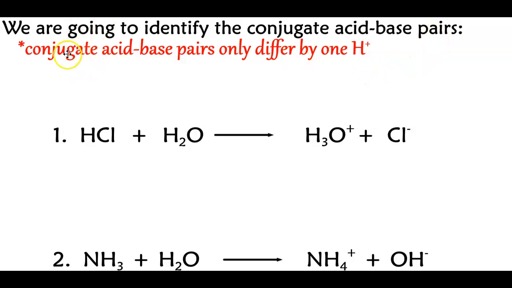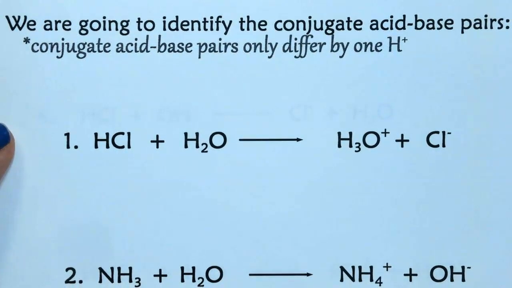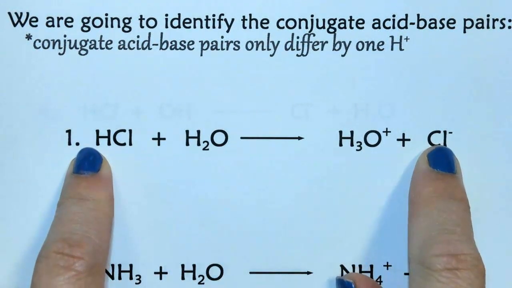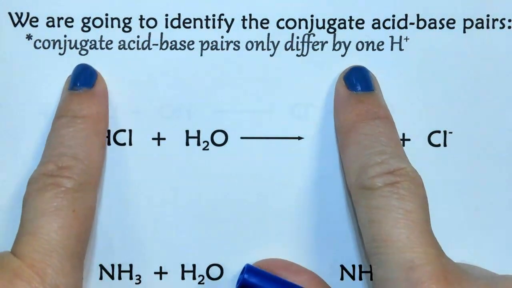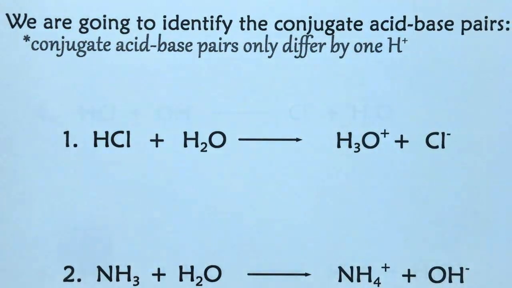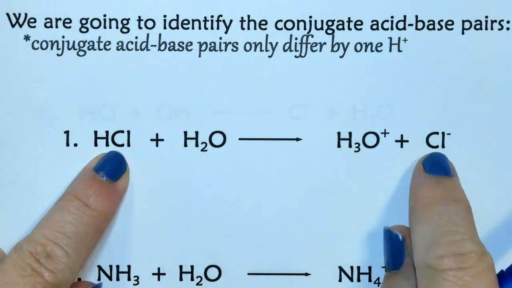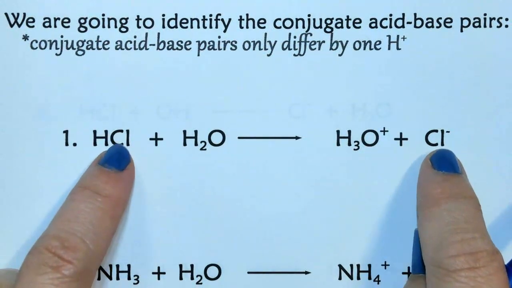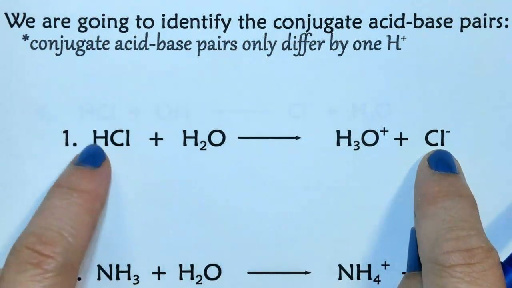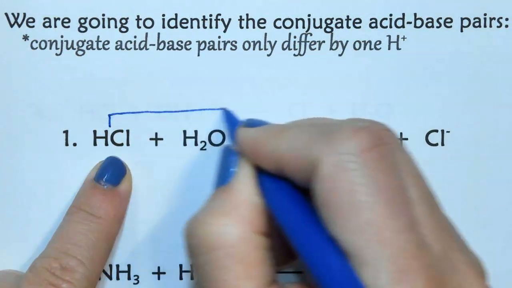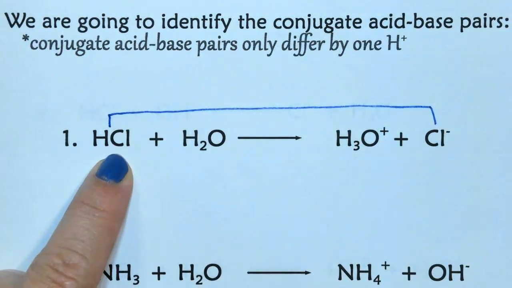And remember, all conjugate acid-base pairs only differ by one hydrogen. So the first thing we'll do is we'll notice we have our reactants on the left, our products on the right. And what I want to find is my conjugate acid-base pairs. They should only differ by one hydrogen. So if you'll notice, HCl and Cl- are conjugates of each other because they practically look identical, but they only differ by the fact that this has the hydrogen, but this does not. So these two are a conjugate acid-base pair.